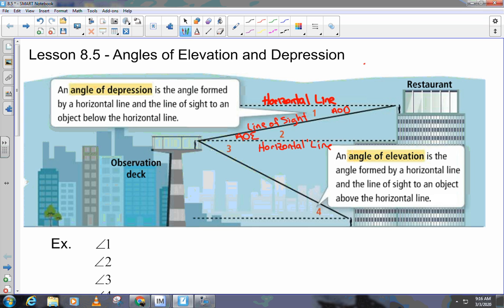Okay? So your angle of depression depresses below the horizontal. The angle of elevation rises up above the horizontal. All right, so then we can continue on. Angle 1 is an angle of depression. Angle 2 is an angle of elevation. Now, the guy on the observation deck spots somebody at the base of the tower. Here is his horizontal line of sight. He looks down at the guy at the bottom of the tower. What would angle 3 be? An angle of depression, because it drops down below that horizontal line.